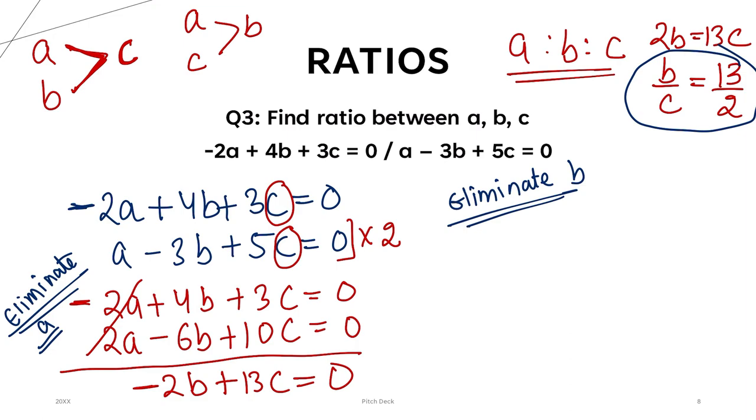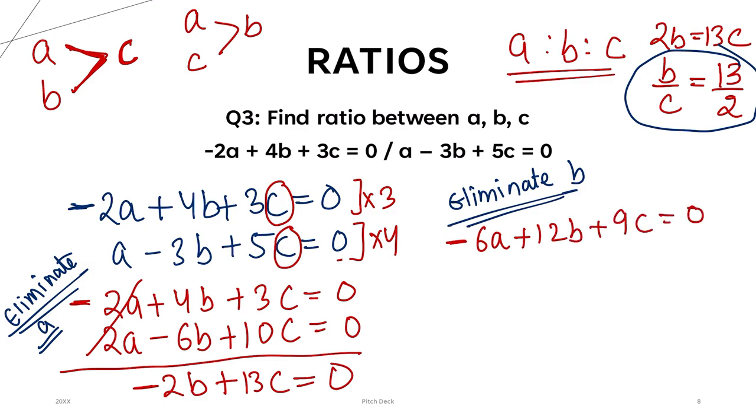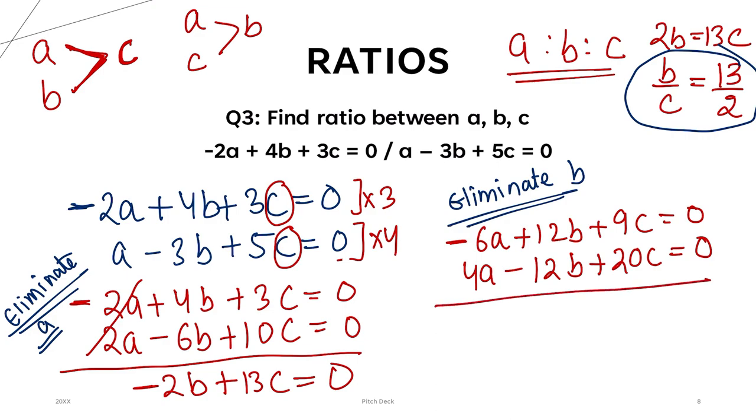Now, how are we going to eliminate B? If I want to eliminate B, what do I have to do? I have to multiply the first equation by 3 and the second equation by 4. So the first equation becomes 6A plus 12B plus 9C is equal to 0, and the second equation becomes 4A minus 12B plus 20C is equal to 0. If you solve this, B will cancel out. This will be minus 2A plus 29C is equal to 0.